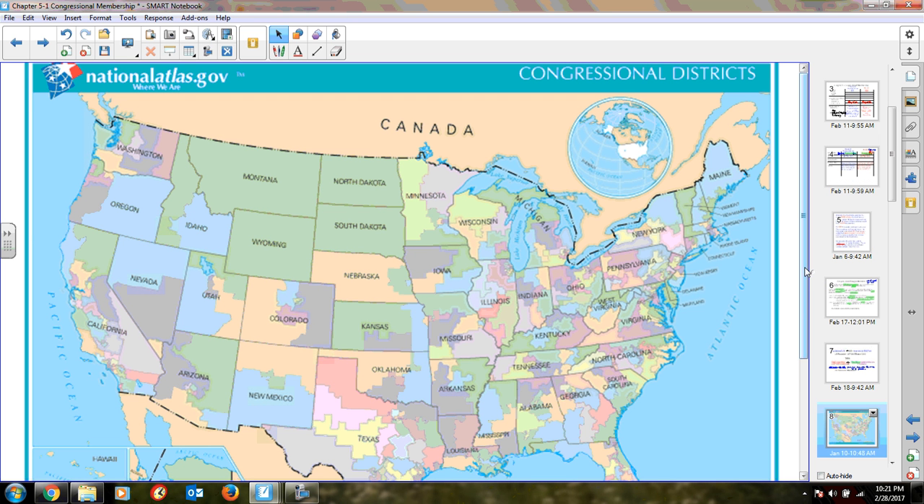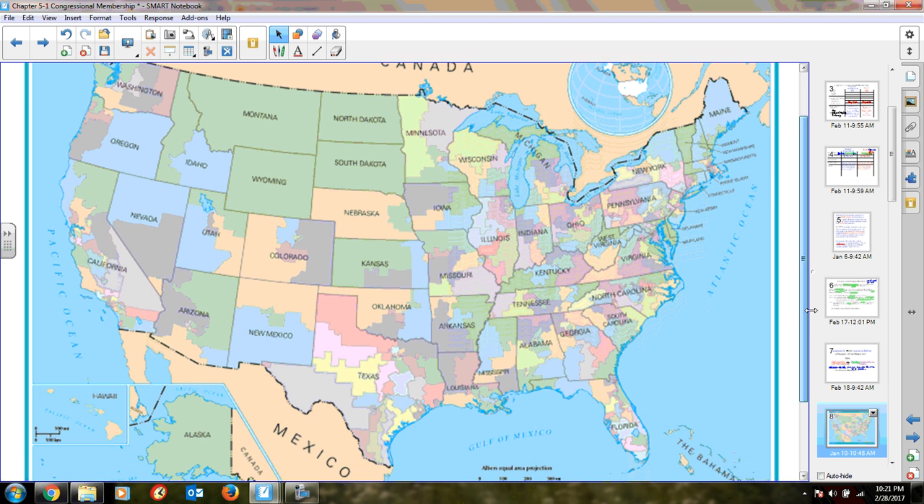So let's take a look at it. If you can kind of see the different colors, they represent the 435 districts of the 2010 census. So if you look at Iowa, we have 4 colors here because we have 4 districts. I know it is difficult to see, but well, not in South Dakota, North Dakota.